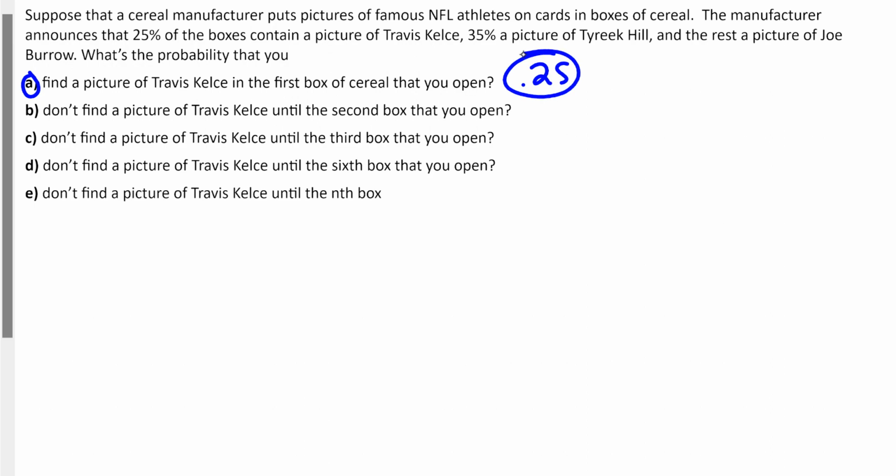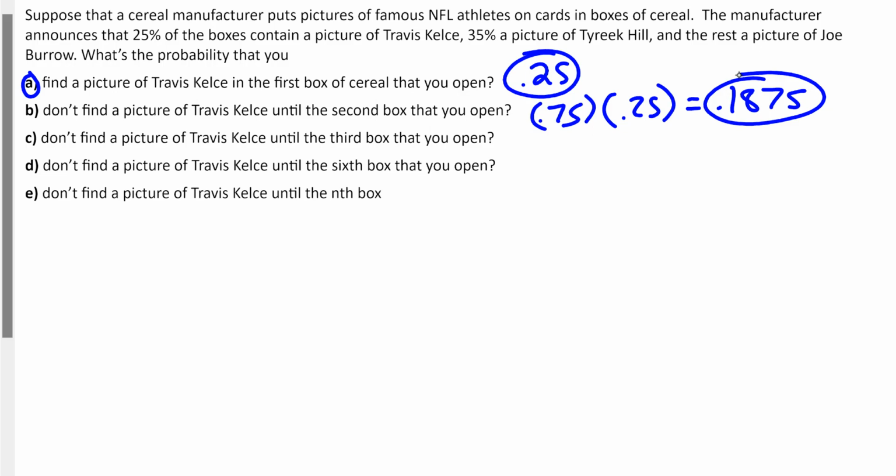You don't find a picture of Travis Kelce until the second box you open. So the first box is anything else. What is that? 0.75. The second box is Travis Kelce, 0.25. Multiply those together, and we'll get our probability, which happens to be 0.1875.